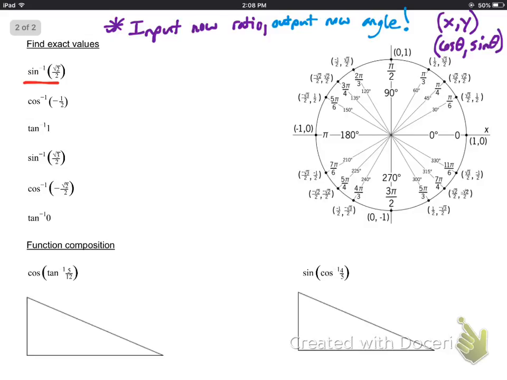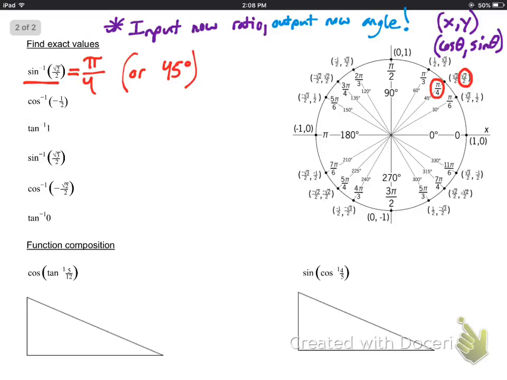So let's do this first one, sine inverse of root 2 over 2. I want to find root 2 over 2 on the y, because that is sine, right? So I'm looking, I see it right there. Cool. That means that if our input is a ratio, the output, the angle, is just pi over 4 there. So that equals pi over 4. Now, you could also write down 45 degrees. Either one of those is acceptable on a quiz. You should recognize that both of those are correct.